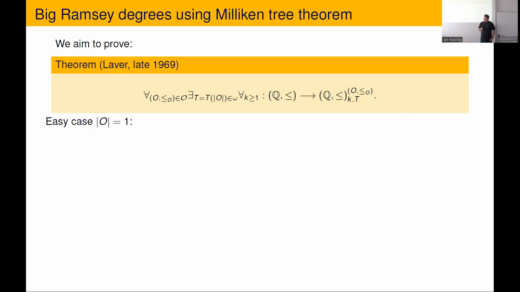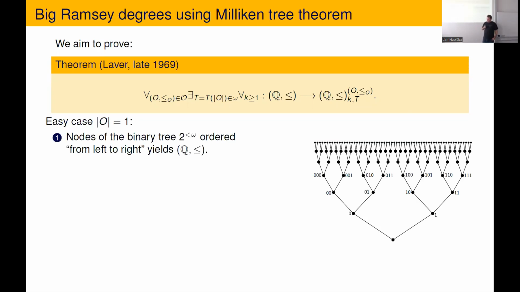So now the easy case, if the size is equal to 1. I take this binary tree, and I can order it from left to right. For every node, I can project it to the floor, and I have the left to right order of the tree, which is kind of the lexicographic order of the tree. And you can easily see that this left to right order is the same as Q, because it has the same properties.